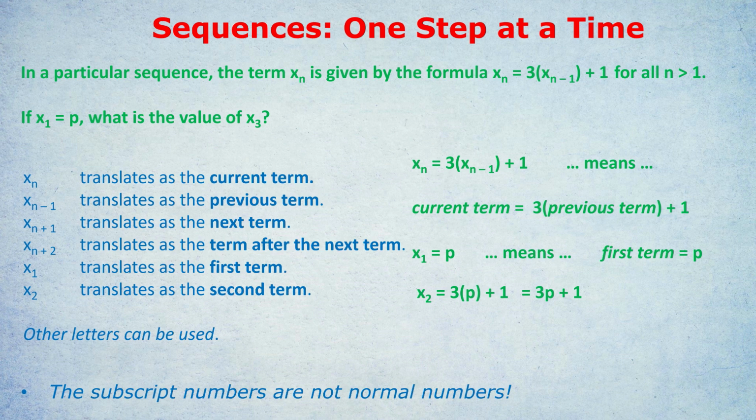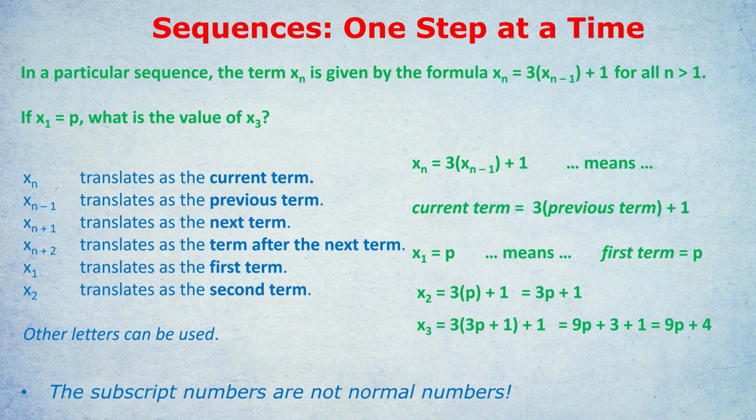If you want to, you can pause the video and tell me what the third term would be. Well, as before, to get from the previous term to the current term, we just multiply by 3 and add 1. So we do that to the entirety of 3p plus 1 to get to the third term. So if the second term, x2, is 3p plus 1, we're going to multiply that entire thing in brackets by 3 and add 1. Bingo, 9p plus 3 plus 1, 9p plus 4. That is our third term.